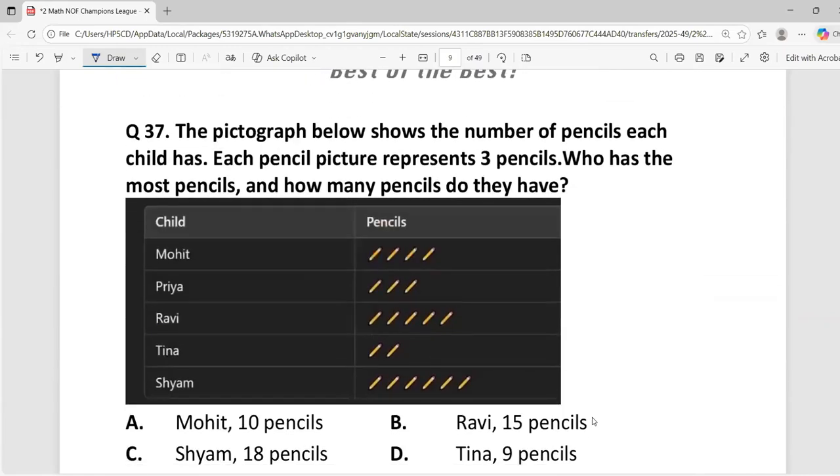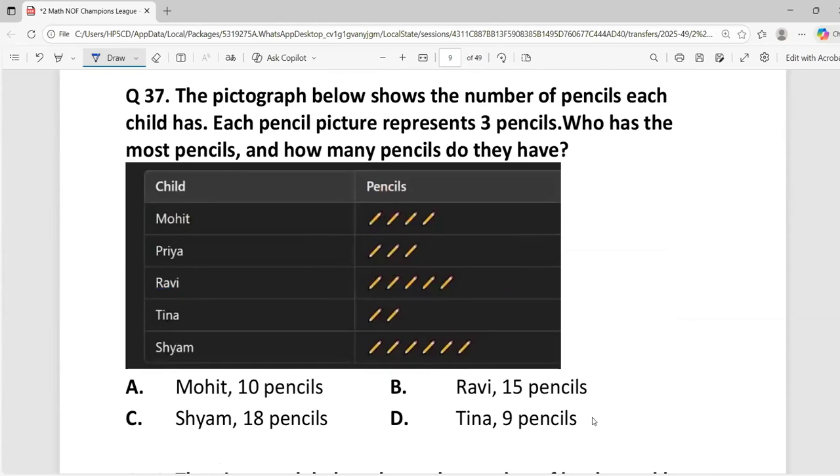Okay. Now next pictograph. Pictograph below shows the number of pencils each child has. Each pencil picture represents 3 pencils. Who has the most pencils and how many pencils do they have? Now we have to see which person has more pencils. Okay, this is 1, 2, 3, 4. So 4 over here. 1, 2, 3. 1, 2, 3, 4, 5 over here. 1 and 2. And 1, 2, 3, 4, 5 and 6. So see, among all of them, this person has 6 pencils.